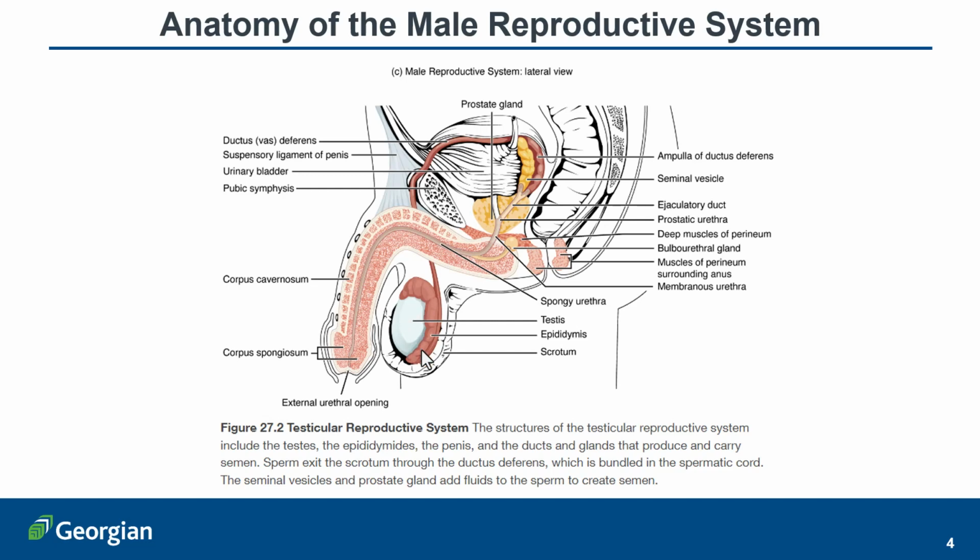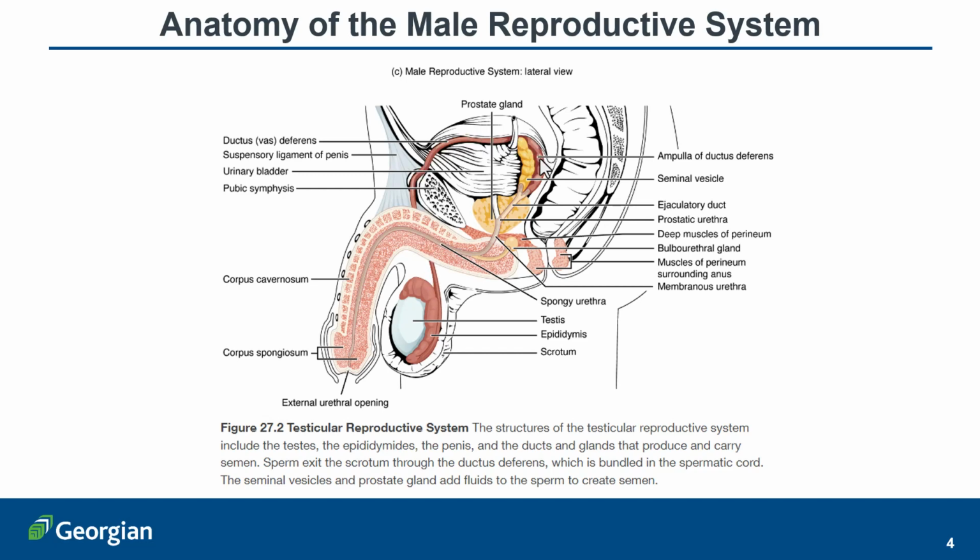the testes that's located in the scrotum outside of the male body. It has to be located outside of the male body because spermatogenesis occurs best at a lower temperature than core body temperature, which is 37 degrees Celsius. So sperm is produced by the seminiferous tubules in the testes, not shown here, and then it will be transported to the epididymis and then ultimately into the vas deferens.